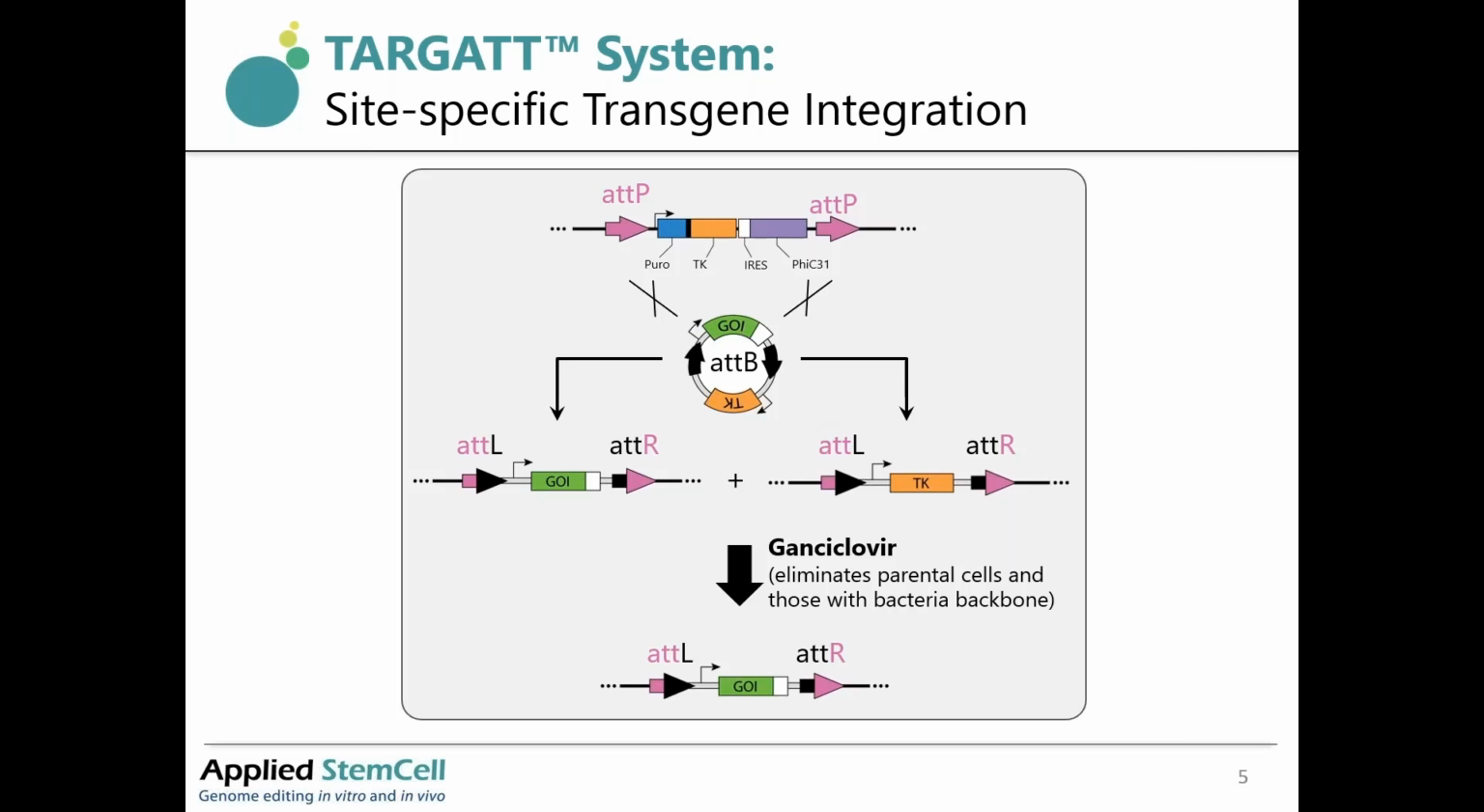either the GOI will get inserted or the TK with the bacterial backbone gets inserted. Drug selection was performed afterward to eliminate the TK-positive cells, which include the parental cell line and also the bacterial backbone cells. So the final population of cells will only contain the gene of interest. That is our goal for this system.